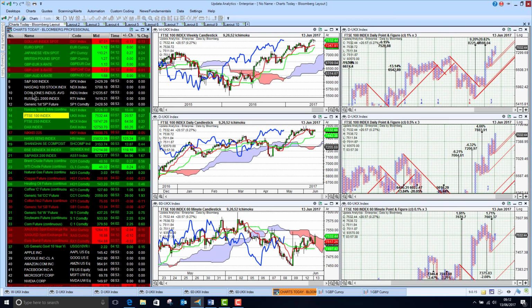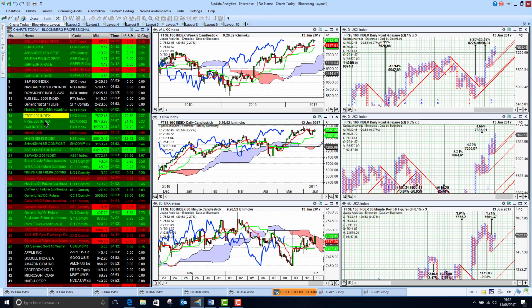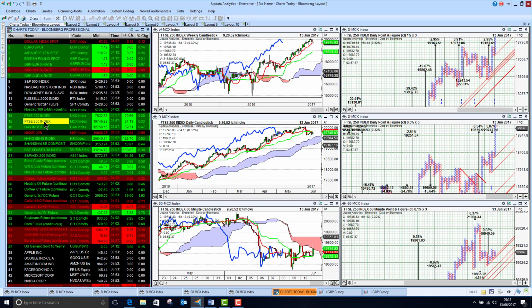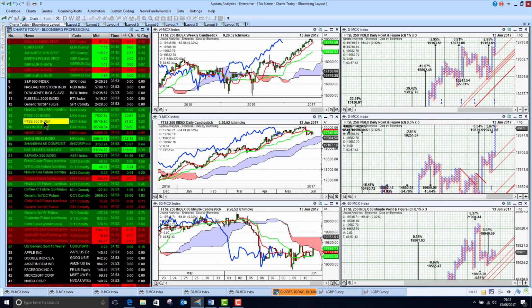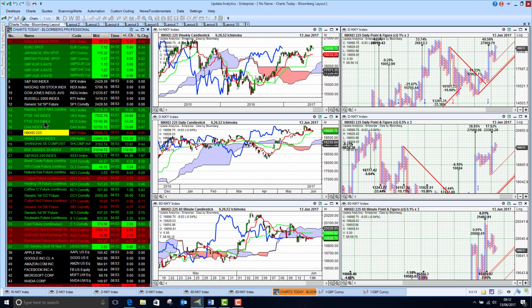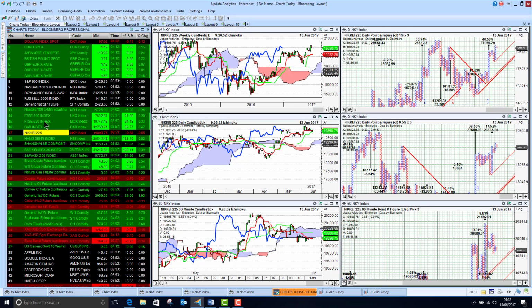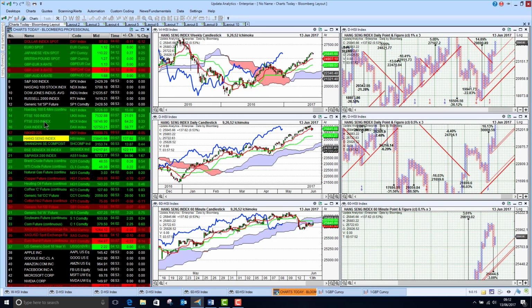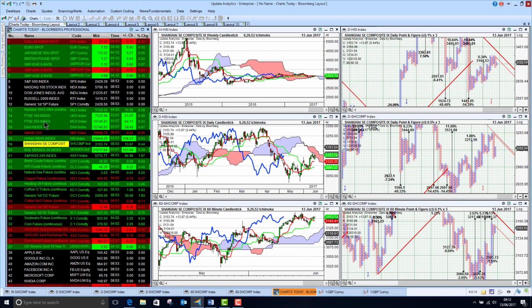The FTSE 100 is up this morning. We're still just slightly bearish below the cloud, but it's taking the geopolitical risks in its stride. The FTSE 250 is still bearish in the short term, but looking good medium and long term. The DAX still looking pretty good all round. The Nikkei is just holding its bullish position in the short term, and the Hang Seng is finding support on the cloud short term as well.